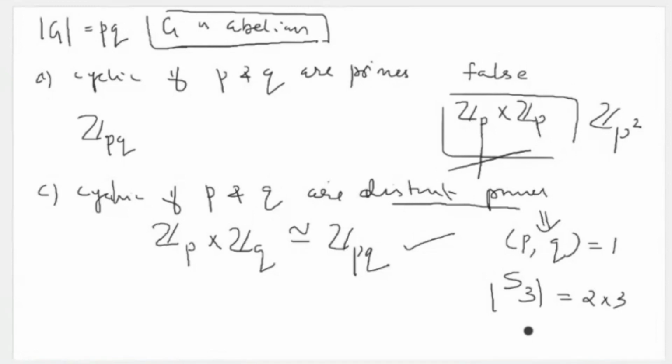But here the group is given to be abelian. So again, by the fundamental theorem of finitely generated abelian groups, it has only 2 structures, but they are isomorphic in this particular case. But here, if P and Q are just primes, they may or may not be distinct. So there are possibilities. We can say it is either ZP into ZP or ZP square. If it is ZP square, it is cyclic. Otherwise, it is not cyclic. Right?